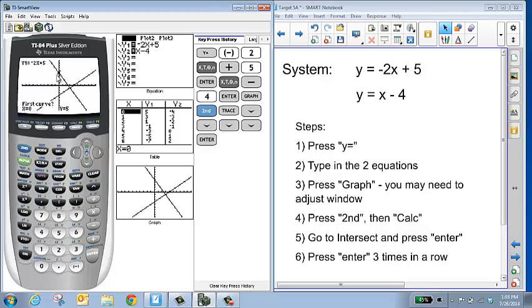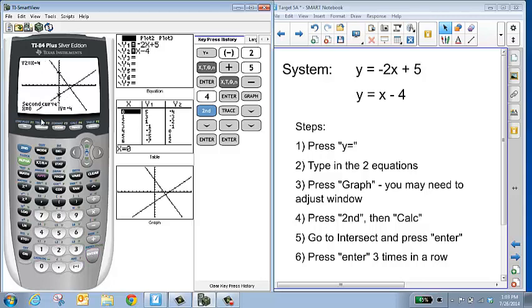Now if you look at the graphing calculator, it says first curve question mark, and you have this cursor that's located on one of the lines. This first curve question mark just means you want to tell the calculator the two lines that you're trying to find the intersection point for. So we're going to hit enter because our cursor is on one line.